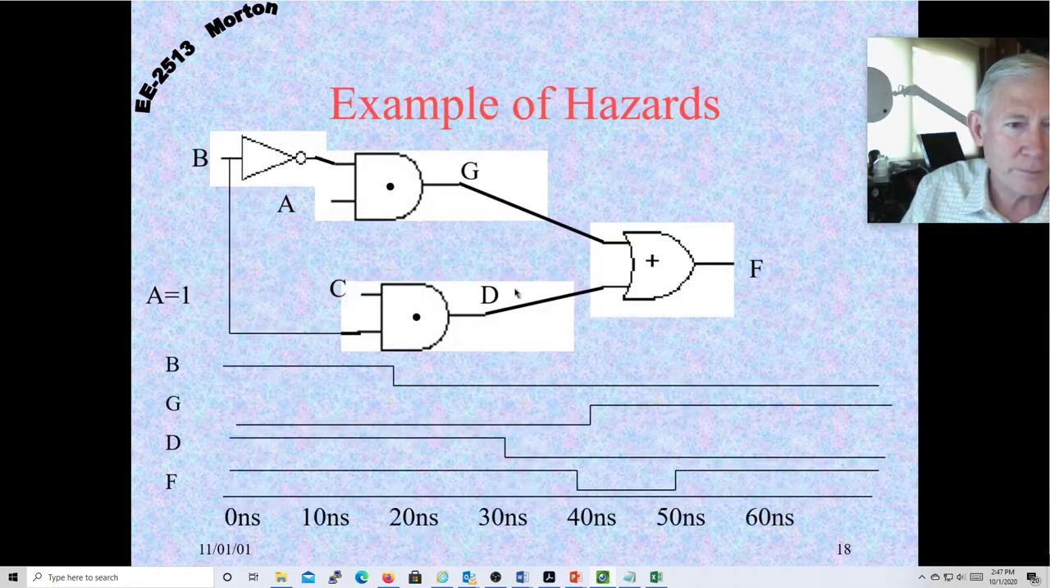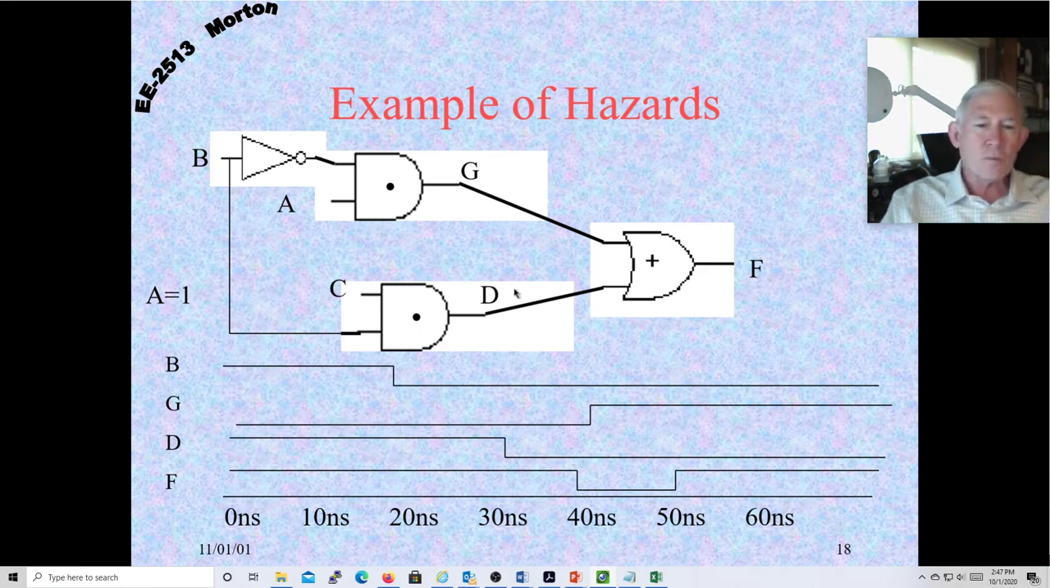All right, so what do we do about hazards? Well, here's an example of how you can get a static one hazard, where it's supposed to stay at one. Here's our output F, and we have inputs A, B, and then out of this gate here, we have an output G that becomes an input into our final OR gate. And then we have an output D that comes out of this AND gate that goes in. Now, if either G or D is 1, our F will be 1.